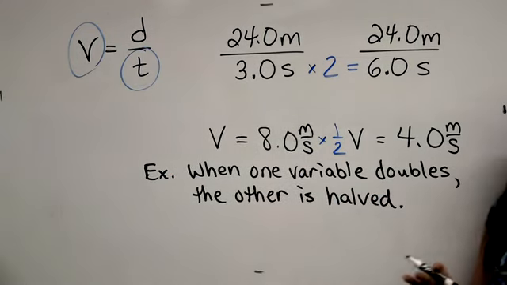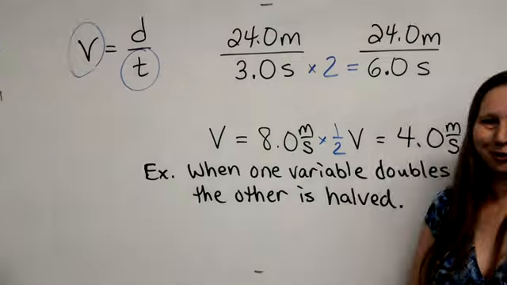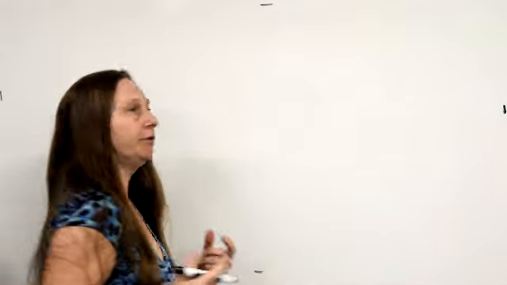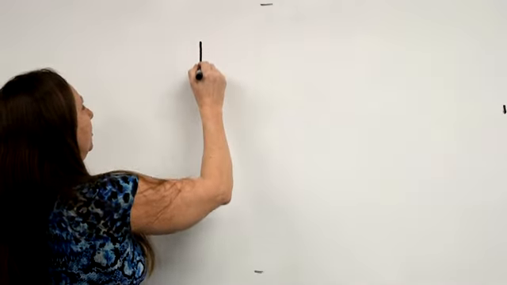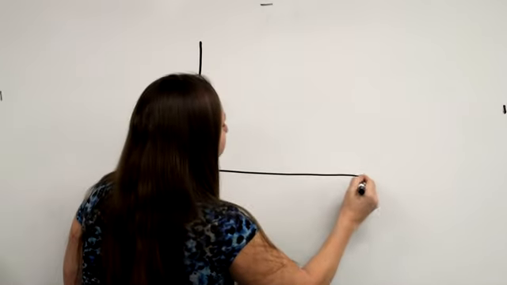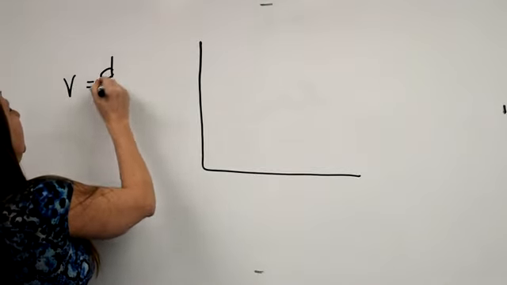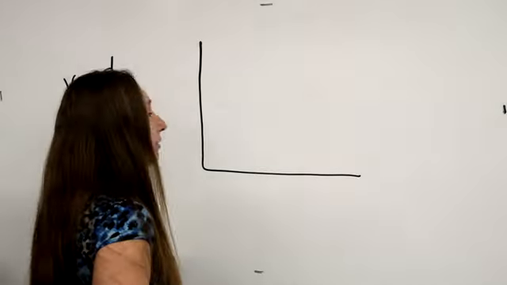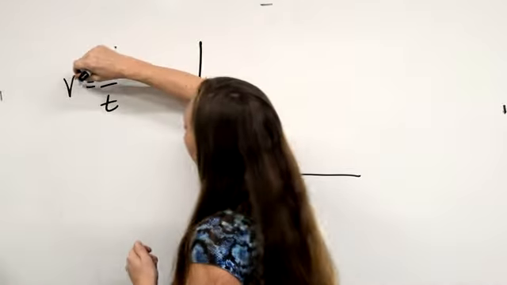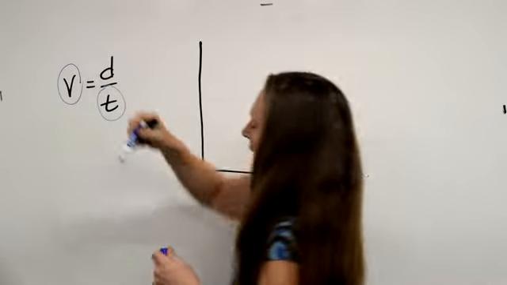Okay? So that's your inverse relationship. Okay, now just real quickly, the graph of an inverse relationship. All right, so here's the graph. Let's take a nice simple v equals d over t, where the variables that are inversely related are going to be the speed and the time.